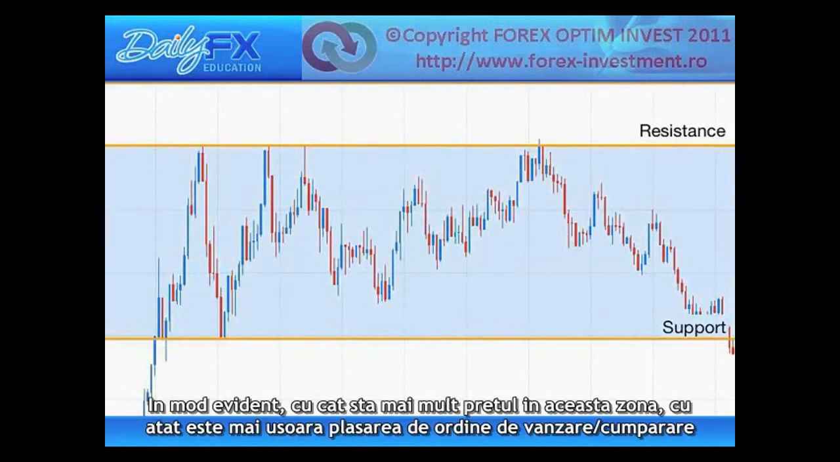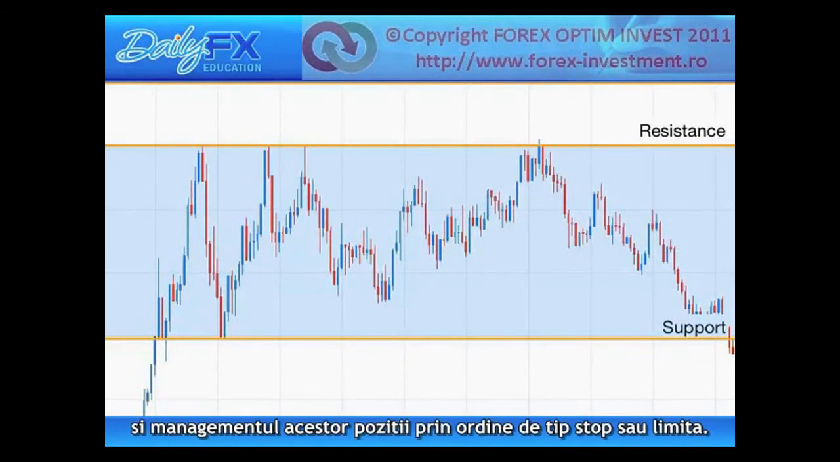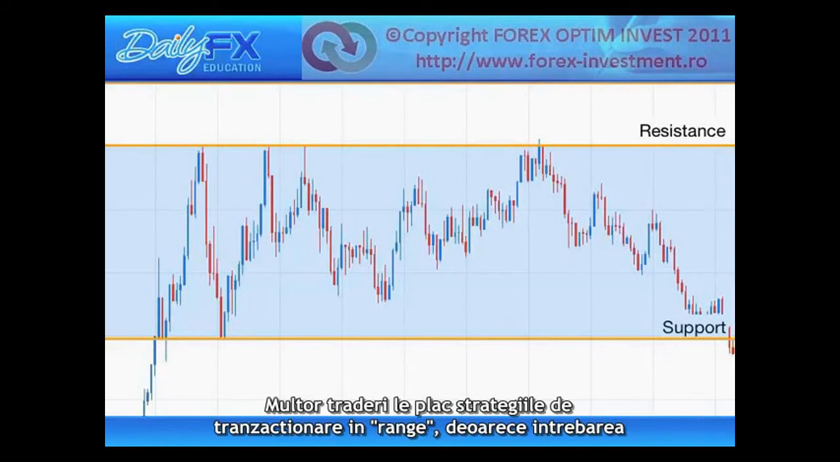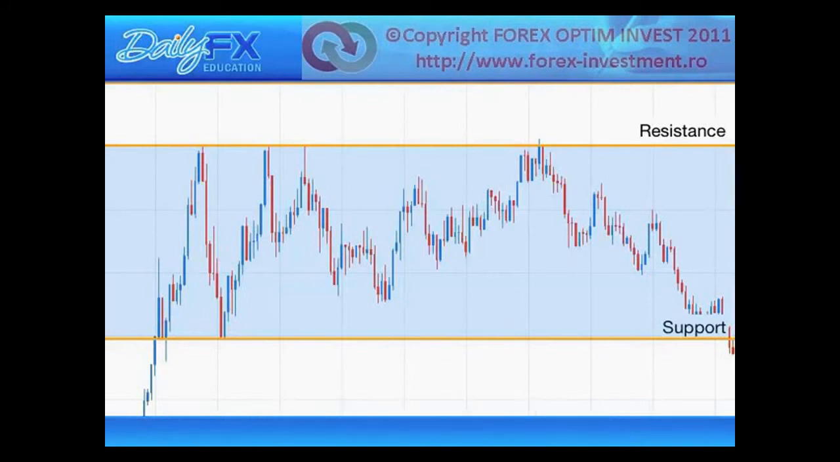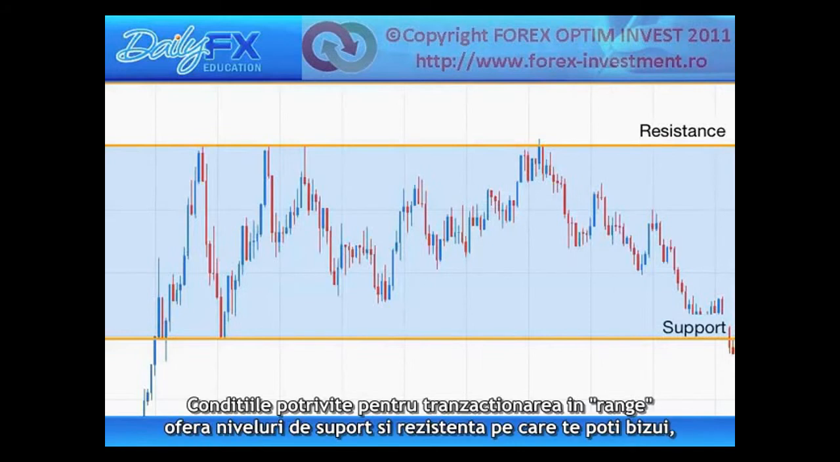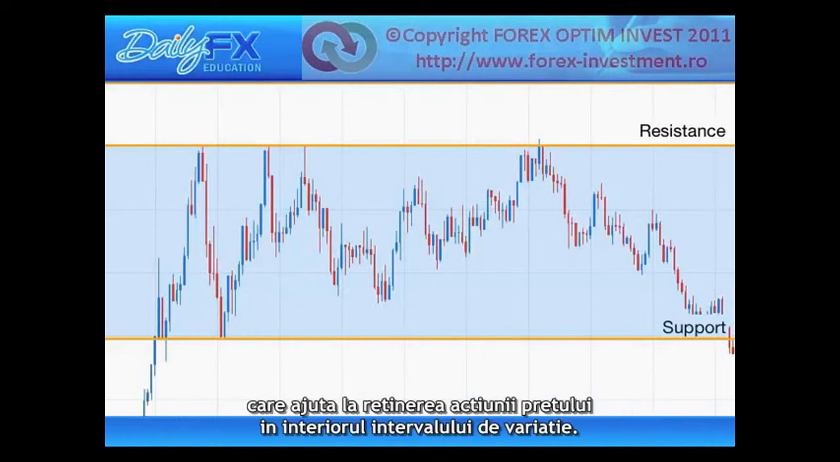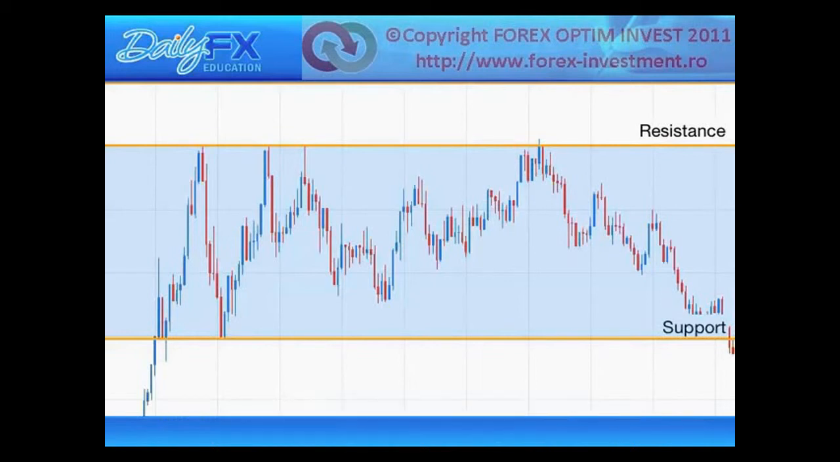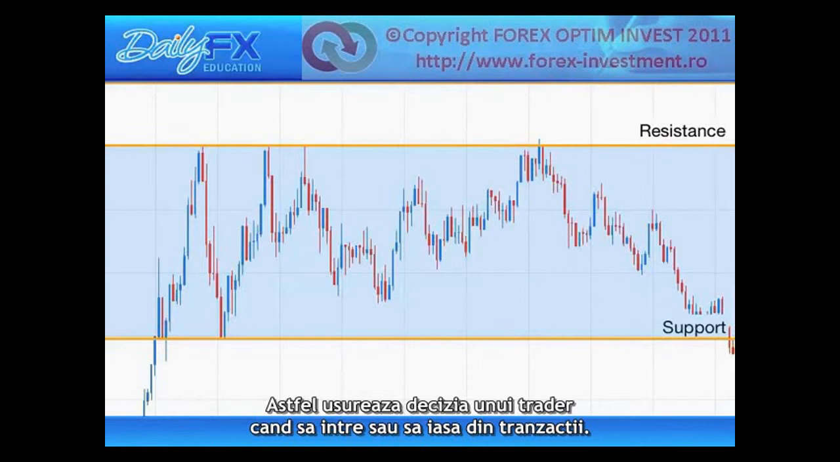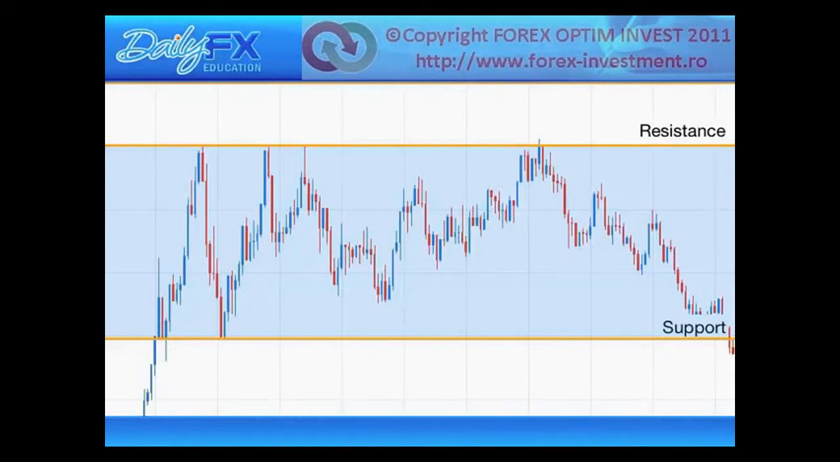Obviously, the longer it does, the easier it becomes to place buy and sell trades and manage those trades with stops and limits. Many traders like range trading strategies because the where do I buy and where do I sell question becomes less of a hurdle. Good range trading conditions provide fairly reliable support and resistance levels that help keep price action contained, making it easier for traders to decide when to get into and out of trades.